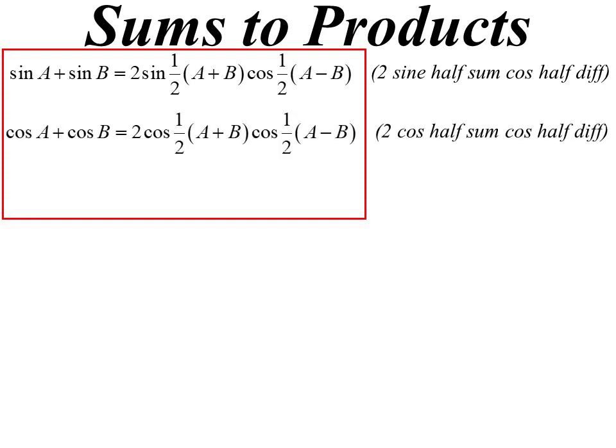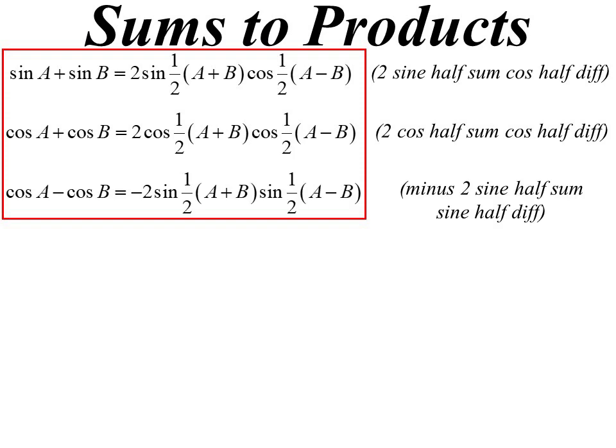What if it's cos plus cos? We get 2 cos half A plus B cos half A minus B. 2 cos half sum cos half diff. So you notice they both finish with cos half diff. They both start with 2, and the first one, when it was sine plus sine, it's sine half sum, and when it was cos plus cos, it's cos half sum. So 2 sine half sum cos half diff, 2 cos half sum cos half diff.